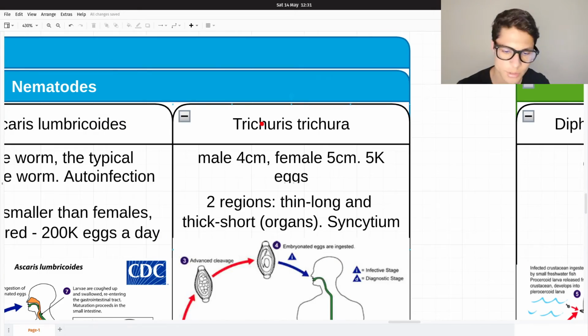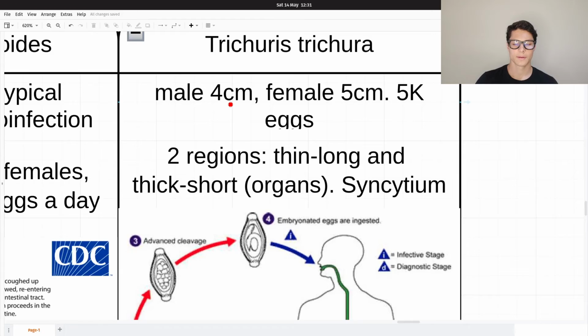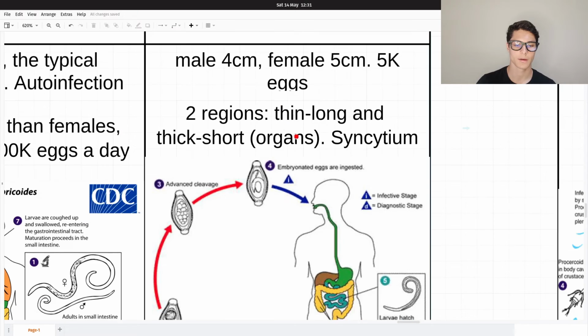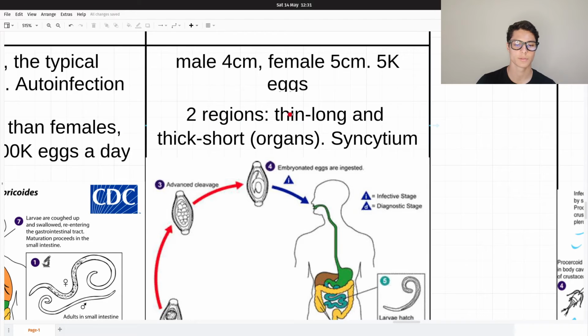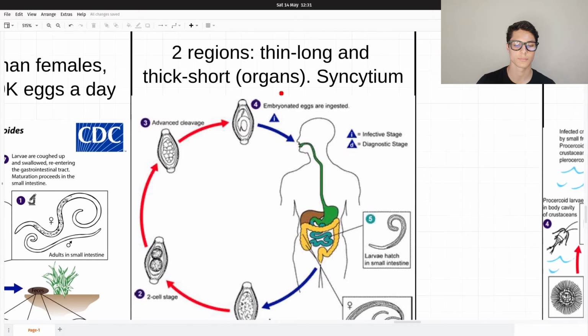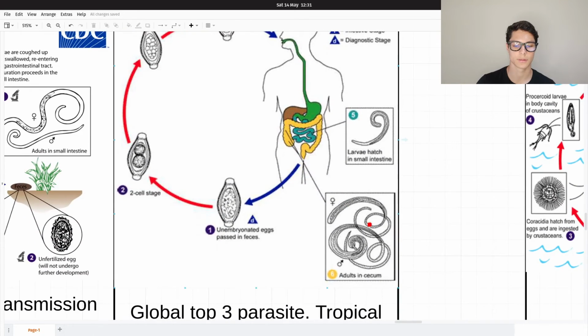Then we have Trichuris trichiura. They have, of course, male and female, because they are nematodes. Male is smaller than the female, as always, and the female has 5,000 eggs. They have two regions, one which is thin and long, and another which is thick and short, where the organs are. As you can see in here, we have the thick and short, and the thin and long.